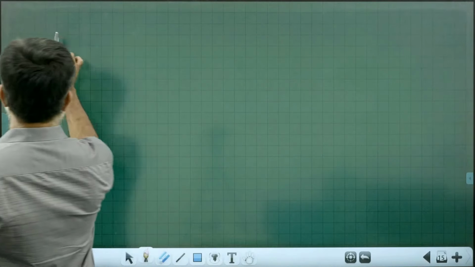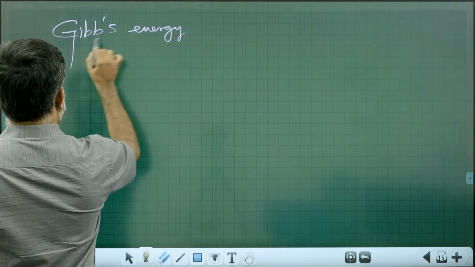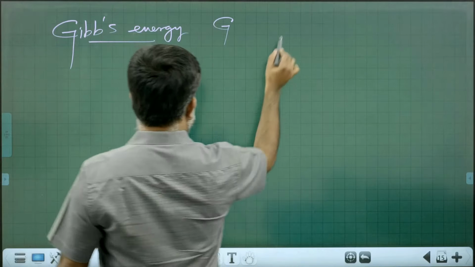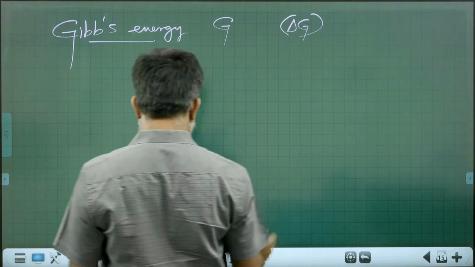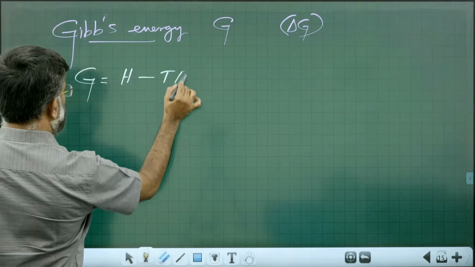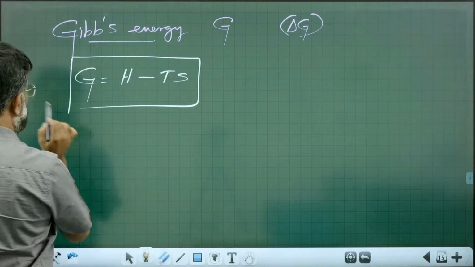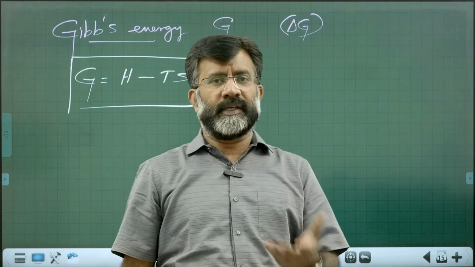the chapter is dealing with the most important thermodynamic parameter, which was not known to the scientific society for a long period of time, and that was explained by Gibbs equation, Gibbs energy, that is Gibbs function G, and change in Gibbs energy delta G. What is Gibbs energy? Gibbs energy G is equal to H minus TS. H is total energy content.